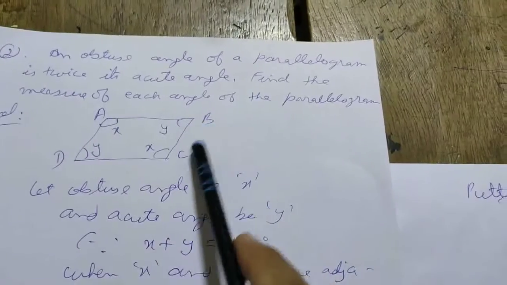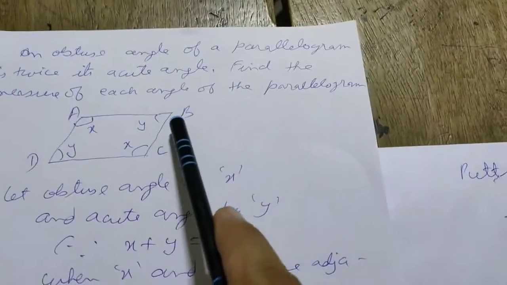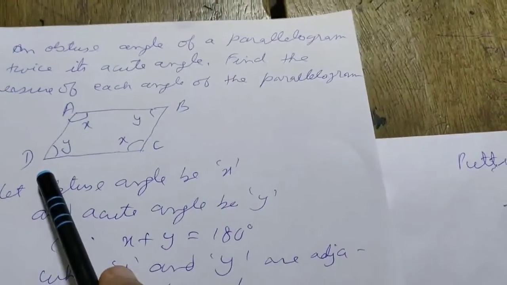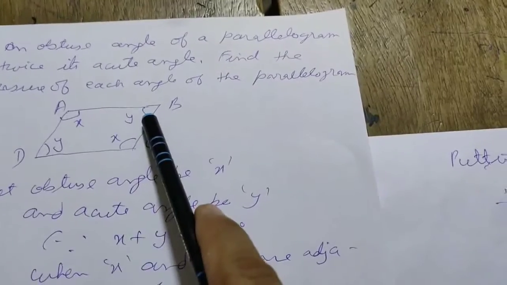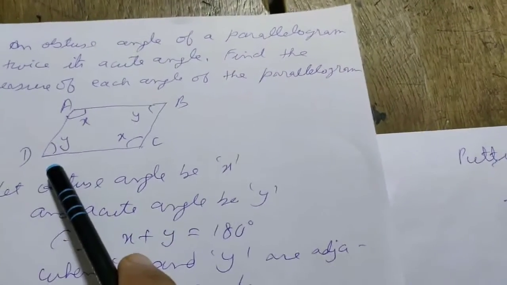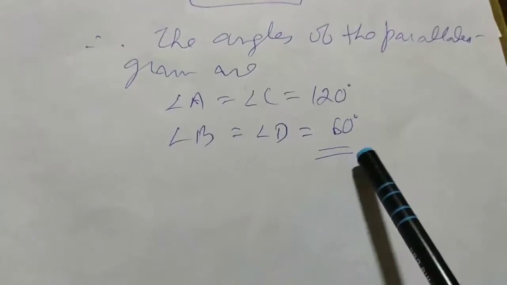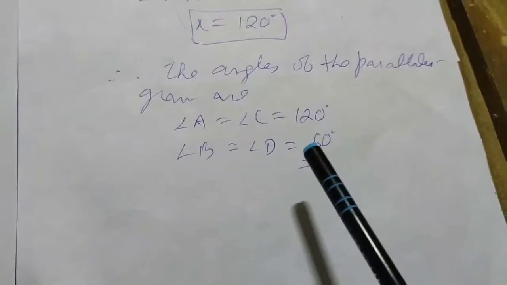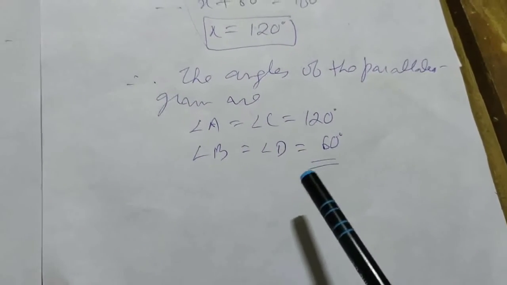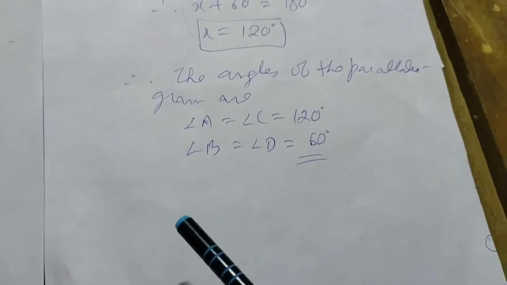So now here again we have A, B, C and D. So angle B and angle D are equal. Angle B is y, angle D is also y. So what is the value of y? 60 degree. Therefore angle B and angle D both will be equal to y, that is 60 degree. So this is our solution. This is how we have solved this word problem.